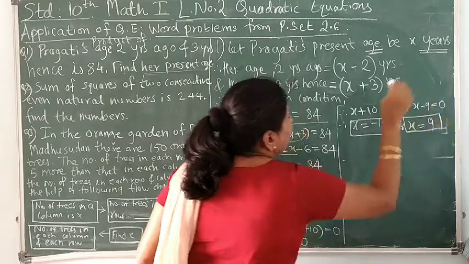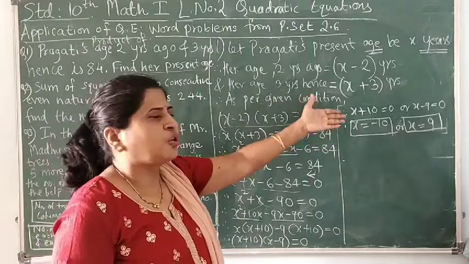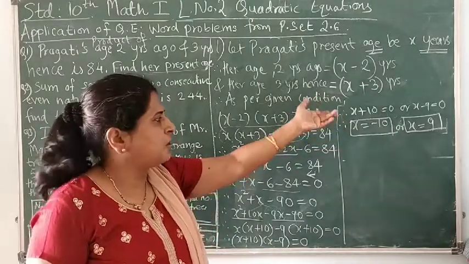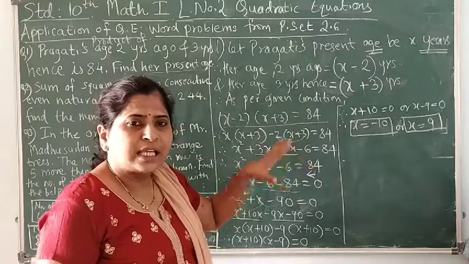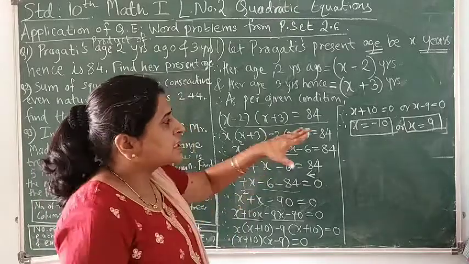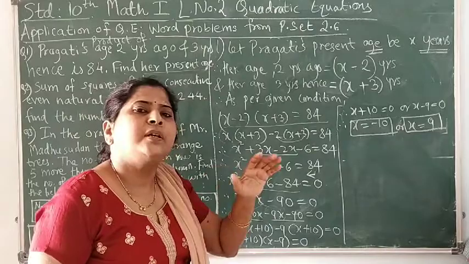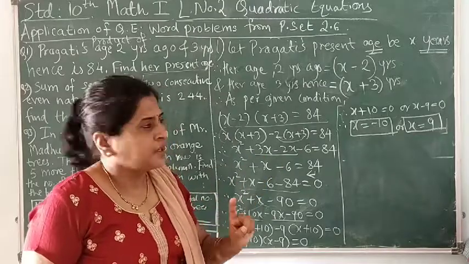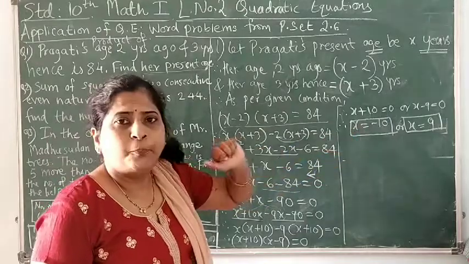Okay, so in a normal equation, we can write the solution of x is either minus 10 or 9, or minus 10 and 9 are the solutions. But here, as we are solving word problems, we need to be careful. What is x? x is Pragati's present age. Can any age be a negative number? No. So we cannot accept this one value, minus 10, and we have to go for only the positive number.